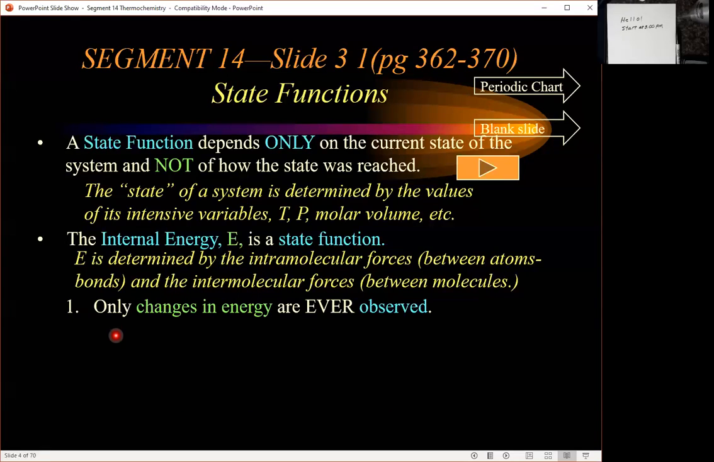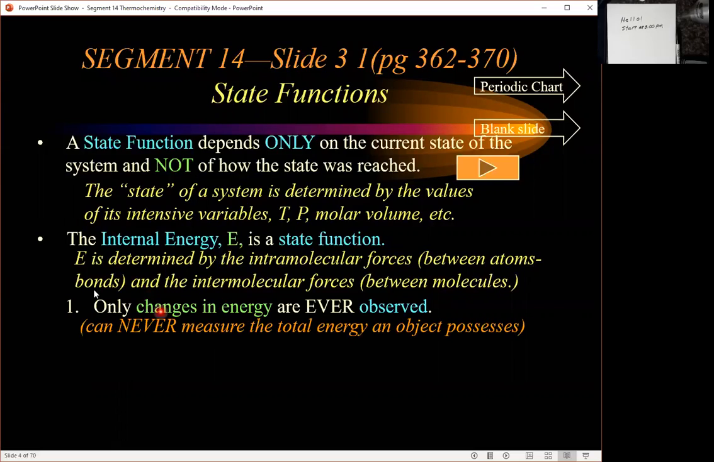Okay, so we never see absolute energy. There is no measurement you can ever make that will tell you absolutely how much energy a system has. Only changes in energy are observed. We never know exact values. We only know and can measure the difference in values.